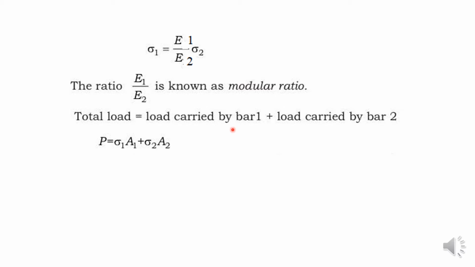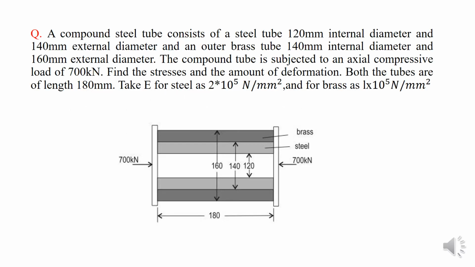Then the next equation is that the total load will be shared by the two individual bars. So the load carried by bar 1 can be written as sigma 1 A1, and the load carried by the second bar can be written as sigma 2 A2. So P is equal to sigma 1 A1 plus sigma 2 A2. These are the two equations used for calculating the stress in a composite bar.